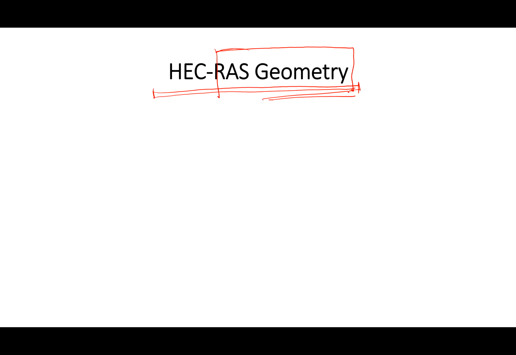Let's think about a river. The first thing we need to know about a river is its location, so we need to define a center line. CL is my center line, and the way I digitized it is in the direction of flow. So we are assuming that this is our upstream end and this is our downstream end.